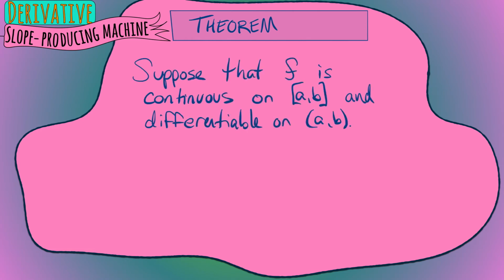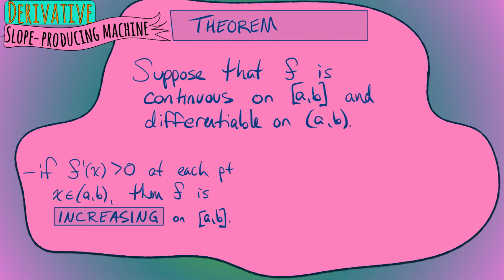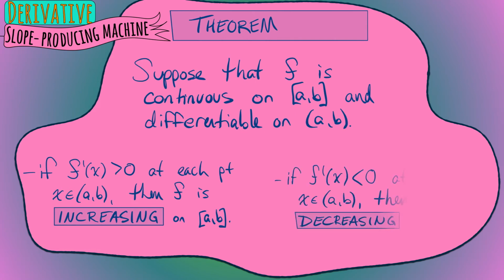And let's look at a theorem. So suppose f is continuous on closed [a, b], differentiable on open (a, b). If f prime of x is positive at each point in that interval, then f is increasing. And next, if f prime of x is negative at each point in that interval, f is decreasing.